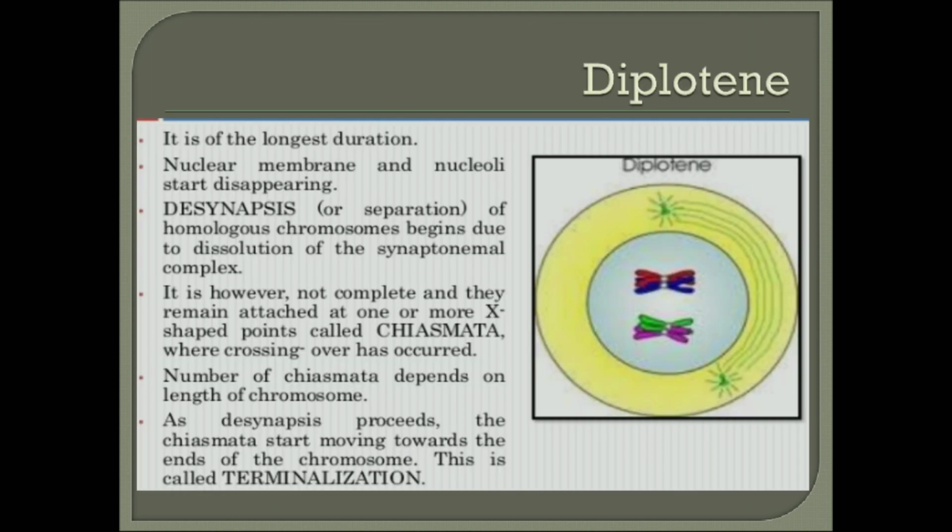Now let us discuss diplotene. Diplotene is of the longest duration. The nuclear membrane and nucleoli start to disappear. In diplotene we see chiasma formation, because of the crossing over at many points. Chiasmata formation can be observed here. The main attraction of diplotene is the chiasma formation.